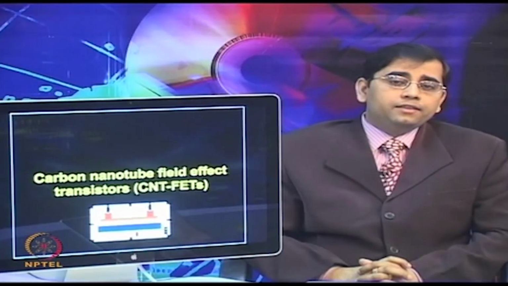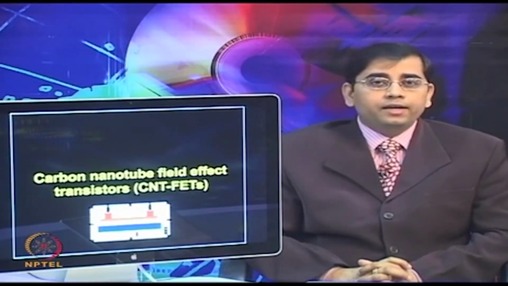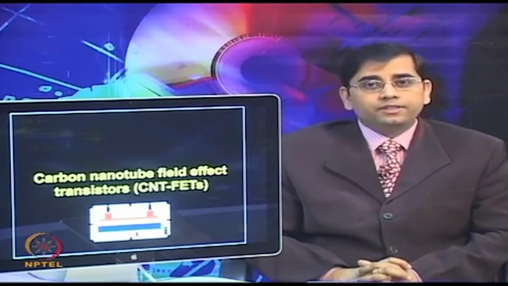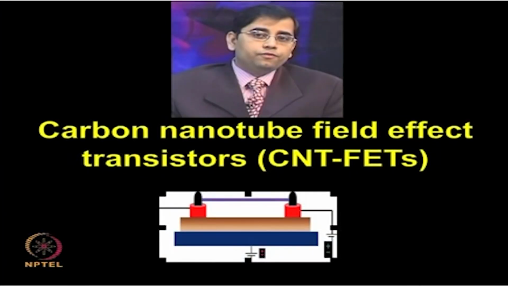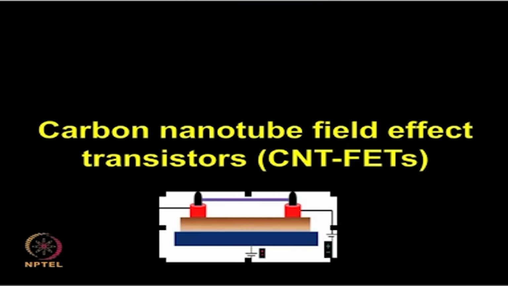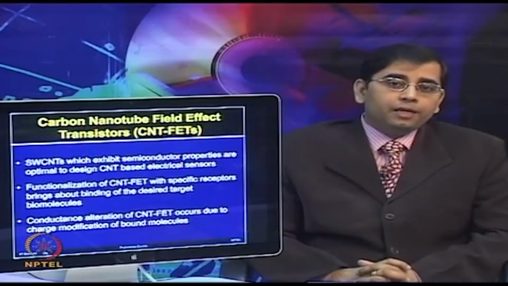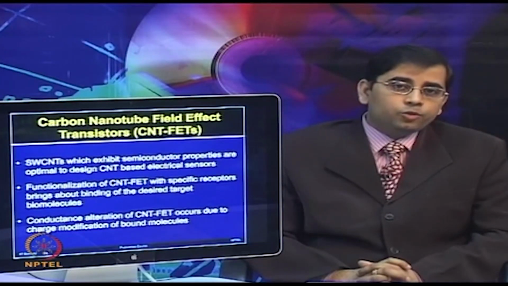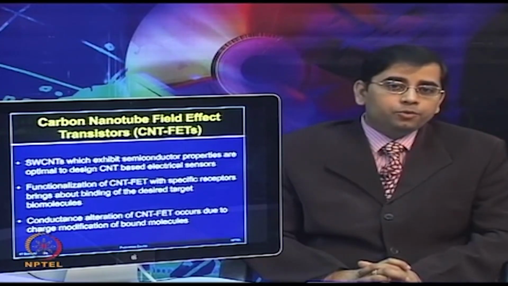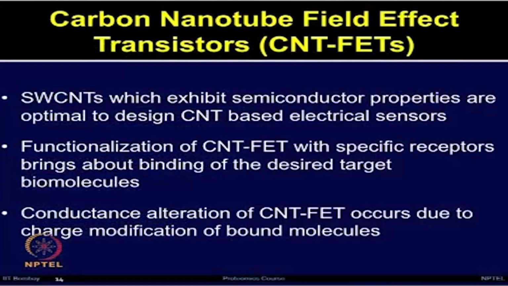Let us now move on to another platform, which is carbon nanotube field effect transistors, CNT FETs. The successful combination of carbon nanotubes with field effect transistors has led to the development of this novel sensing device known as carbon nanotube field effect transistor. As we have discussed, there are different types of carbon nanotubes, single walled SWCNTs and multiple walled MWCNTs. The SWCNTs, or single walled carbon nanotubes, which exhibit semiconductor properties, are optimal to design the carbon nanotube based electrical sensors.